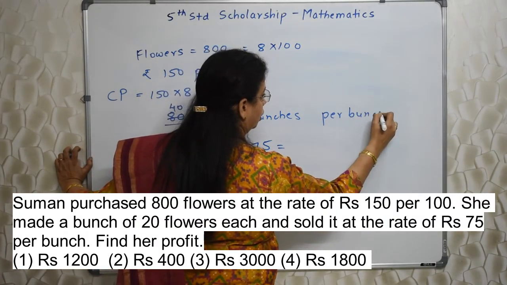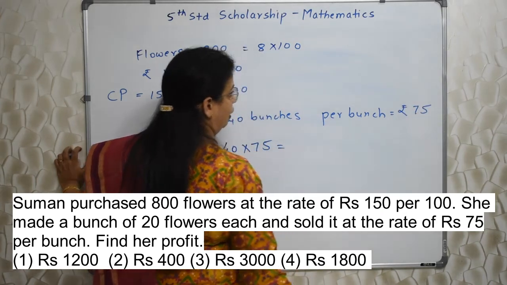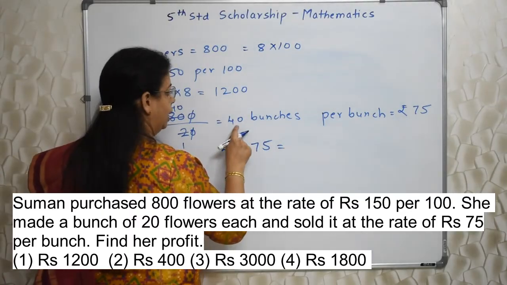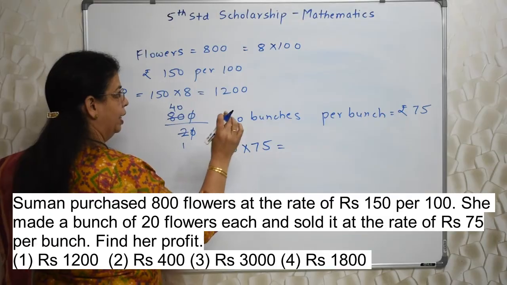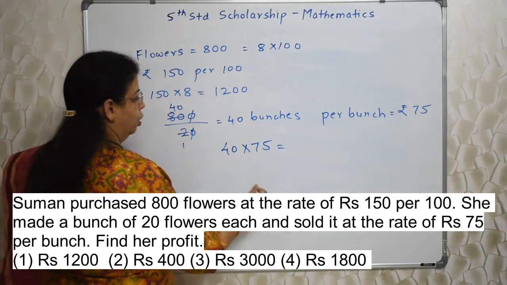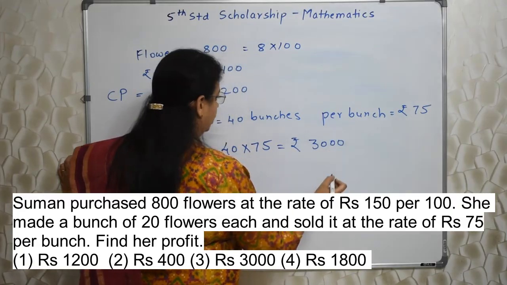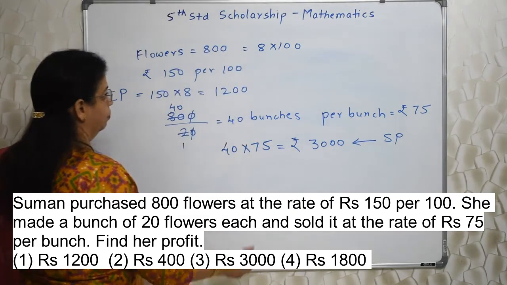How much is she selling it for? 75, right? Selling price is 75 per bunch. She has 40 bunches. So obviously she will get 75, 40 times. So let's multiply. So she will get rupees 3000. This is her SP, total SP, selling price.